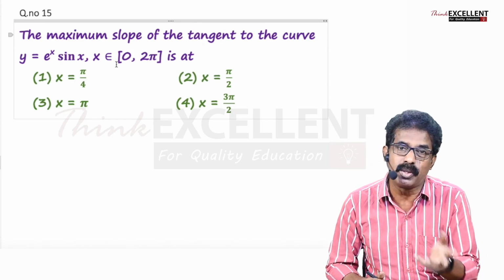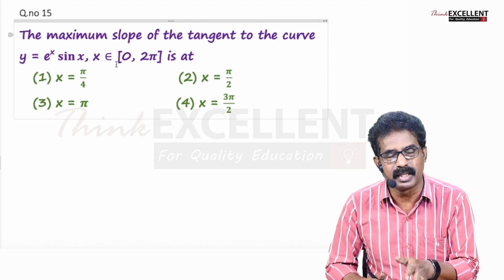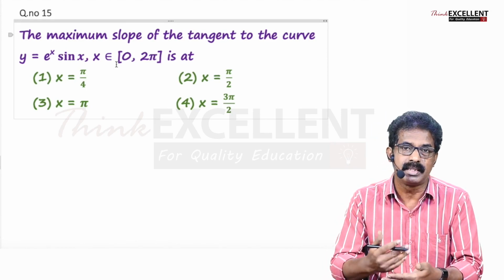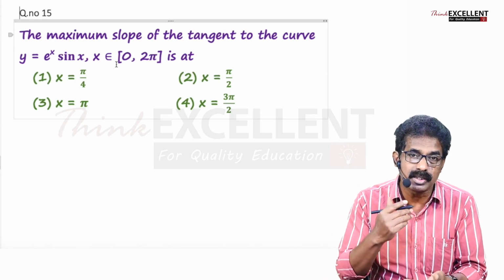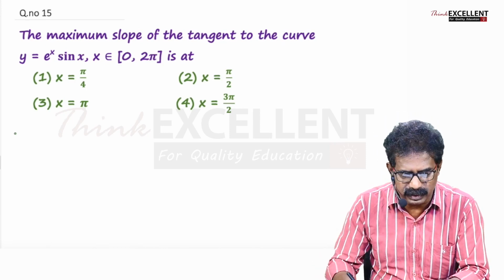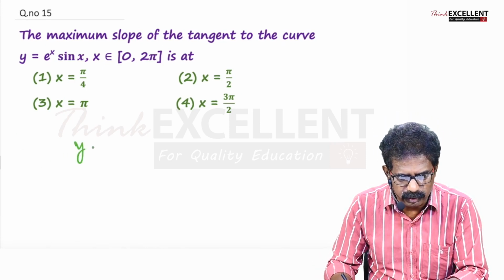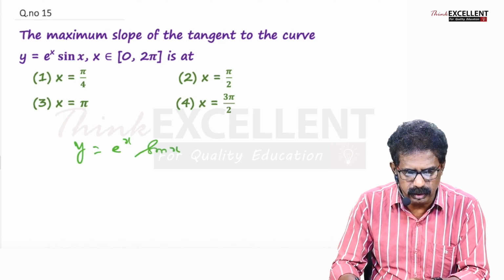So first you find the slope. Slope itself is dy by dx, okay? So differentiate 1 time, take that as the slope, then that slope you differentiate 2 times. Okay, so please listen carefully. So y equal to e raised to x into sin x, interval 0 to 2 pi.